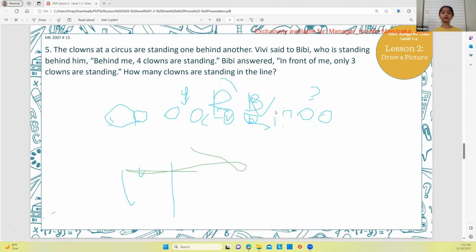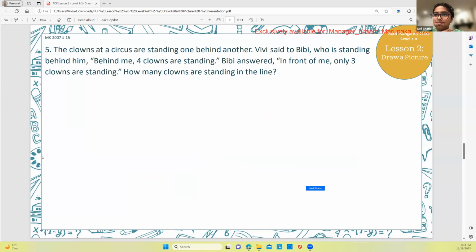So there are 4 clowns over here and 3 clowns over here. That equals 7. And then Vivi and Bibi are also clowns, so that would equal 9. 9 is actually the incorrect answer because you are mixing it up and not having the same starting point. Because it is a line, there is one start point and one finish point. Okay, so 9 is not the right answer. We'll show you how to solve it. I'll clear the drawings.